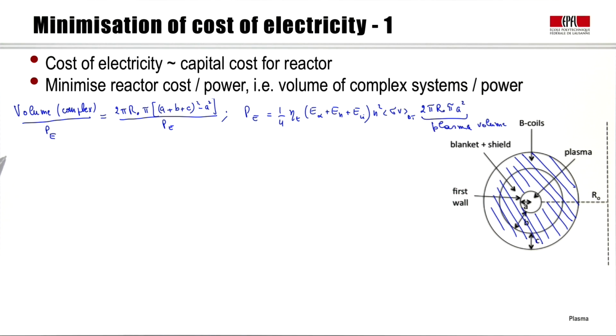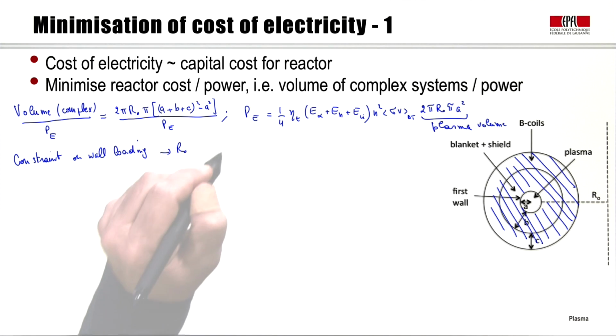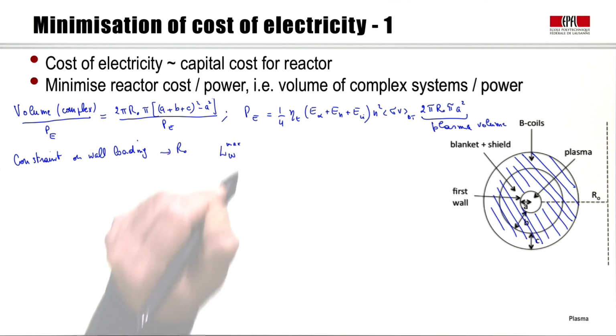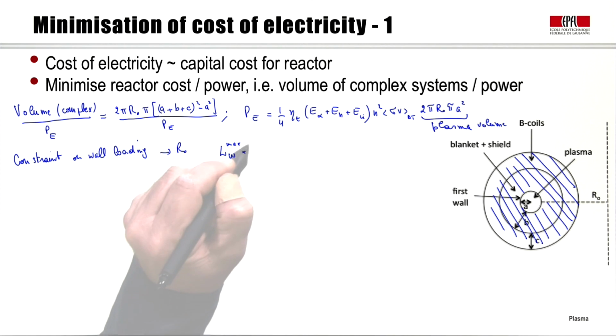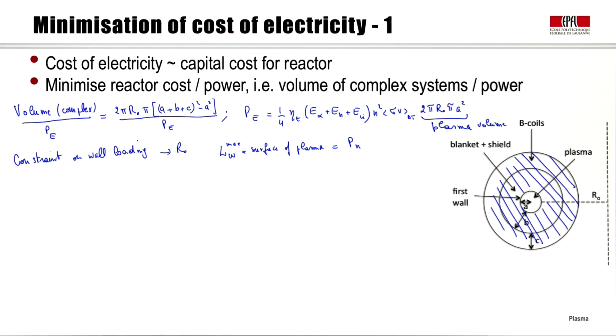Now we use the constraint on the wall loading to get the value of the major radius R0. And the way to use that is to take the maximum wall loading we can accept times the area of the plasma, and that should be equal to the power in the plasma. Here I only take the neutron power because I consider that as the only unavoidable part of the power that will go onto the wall. And of course it's an assumption to simplify the calculations.